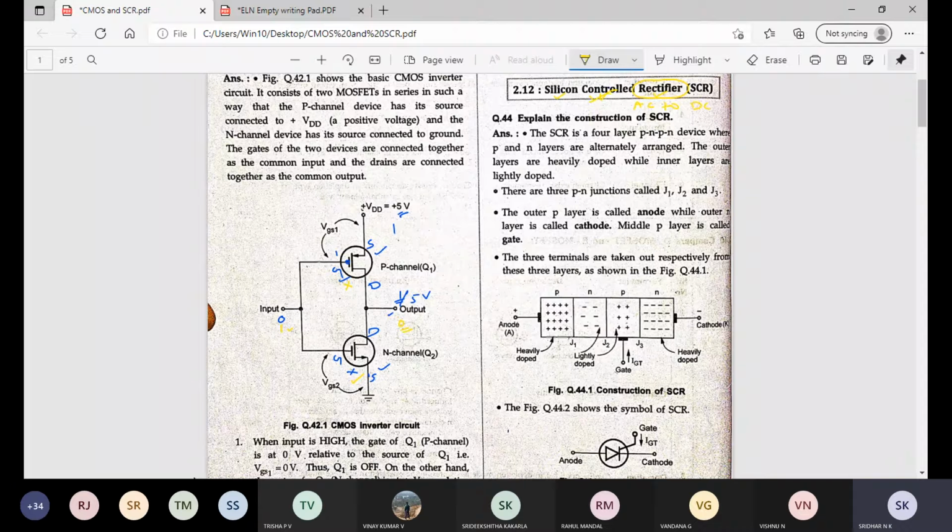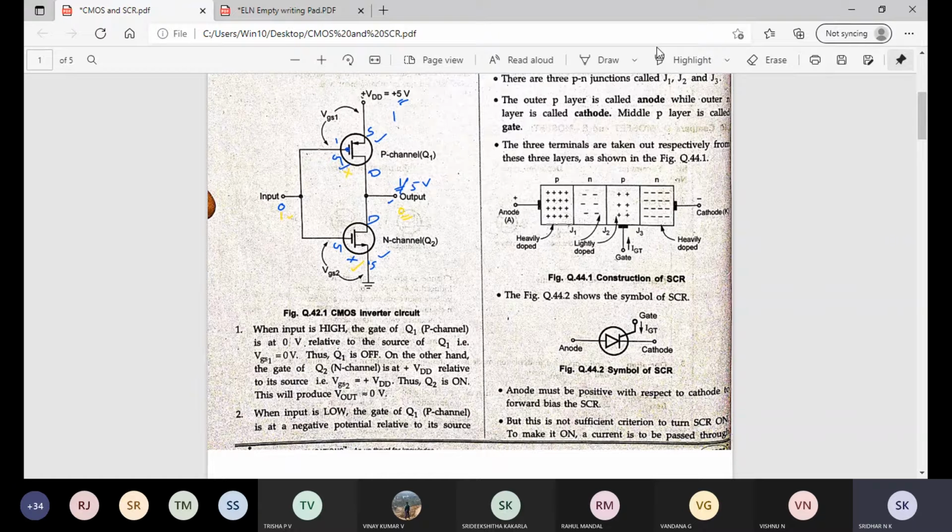If you look at the construction of this SCR, it is a 4-layer device.